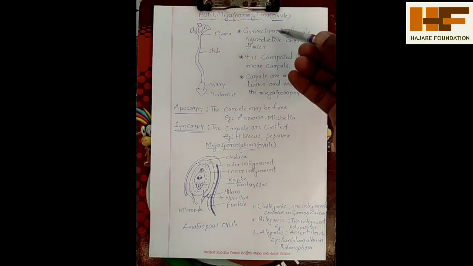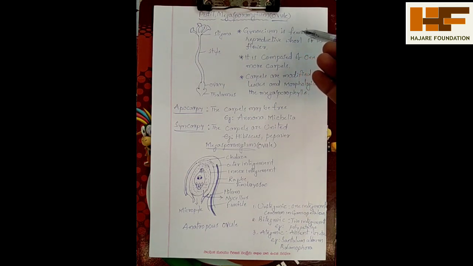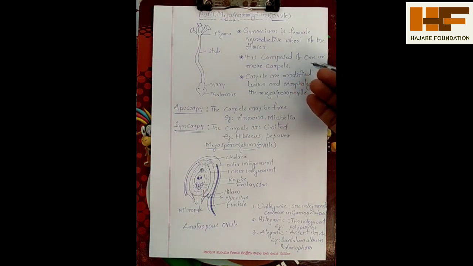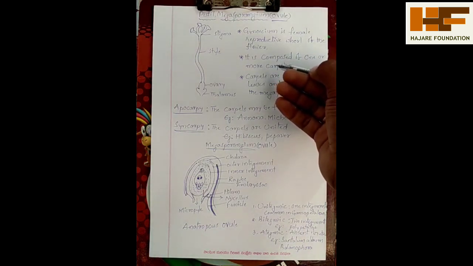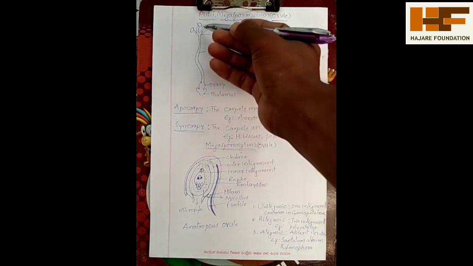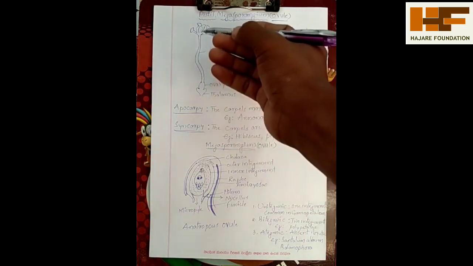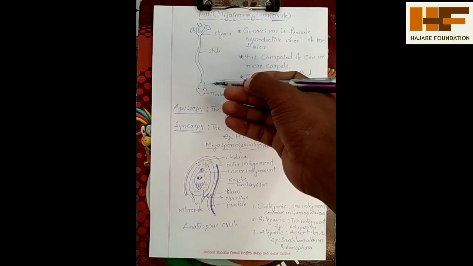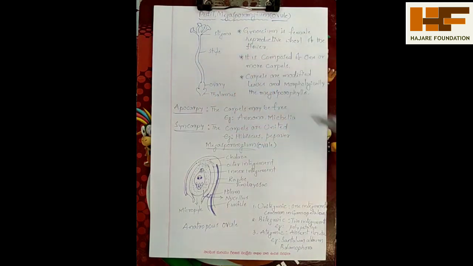So the gynoecium is the female reproductive whorl of the flower. It means it is the innermost whorl of the flower. It is composed of one or more carpels. We call this the carpel structure. The carpel may be present as one or as many.